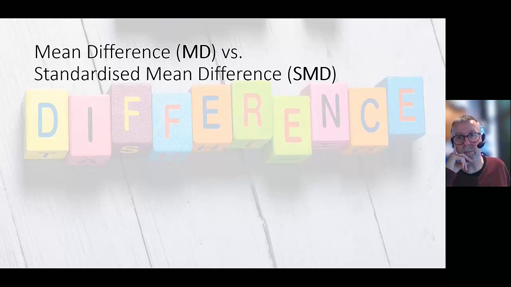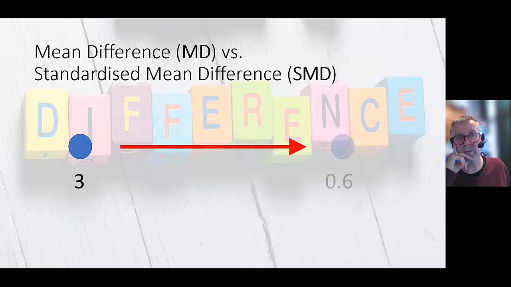If the mean difference of a measure is, say, 3, and the corresponding standard deviation is 5, then the standardized mean difference is 3 over 5, which is 0.6. So the standardized mean difference is a way of expressing the difference measured as the number of standard deviations that this difference or shift represents.